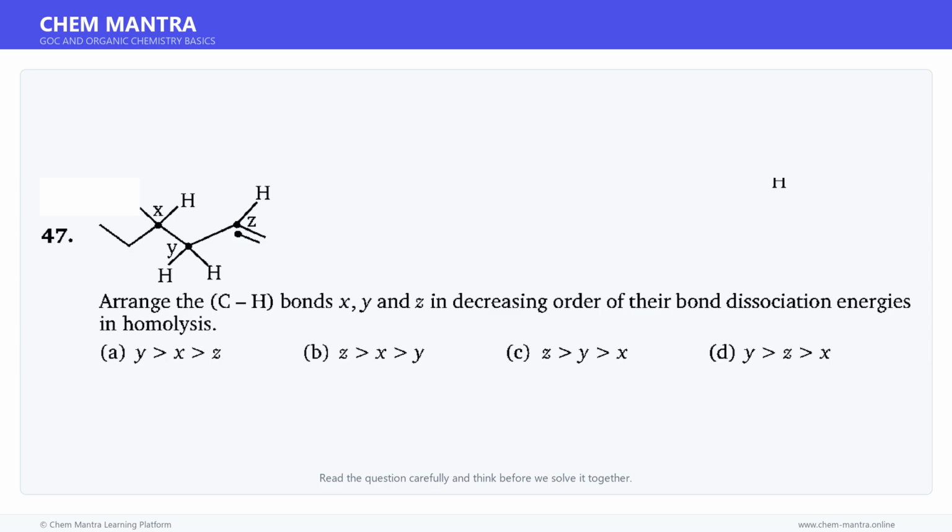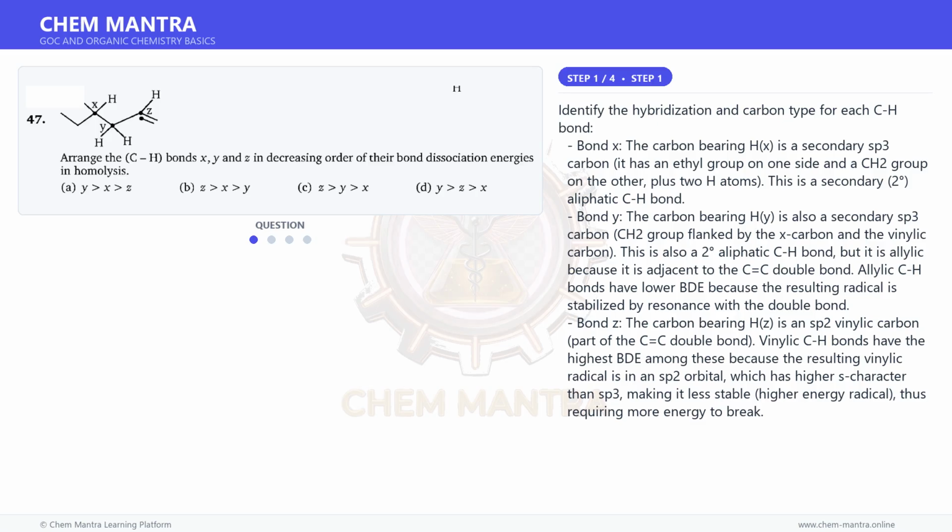Here is a question. Read it carefully and think about the answer. Let us solve it step by step. Let us begin solving this step by step. Identify the hybridization and carbon type for each CH bond.